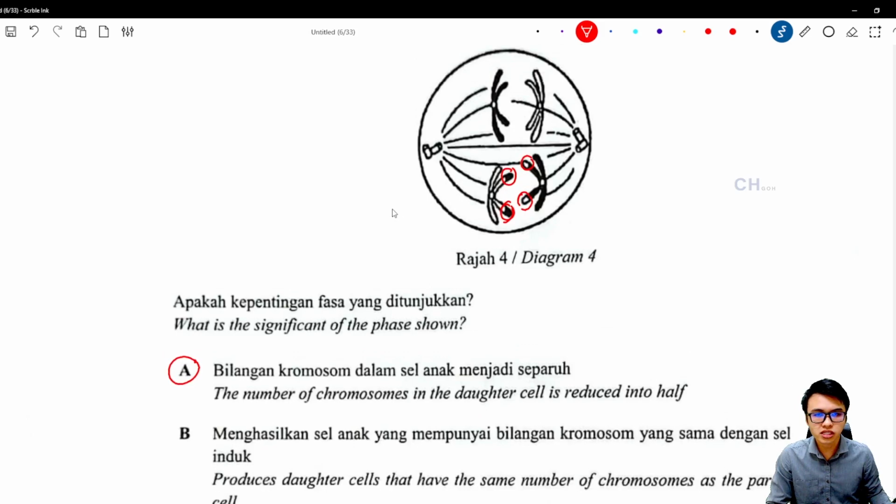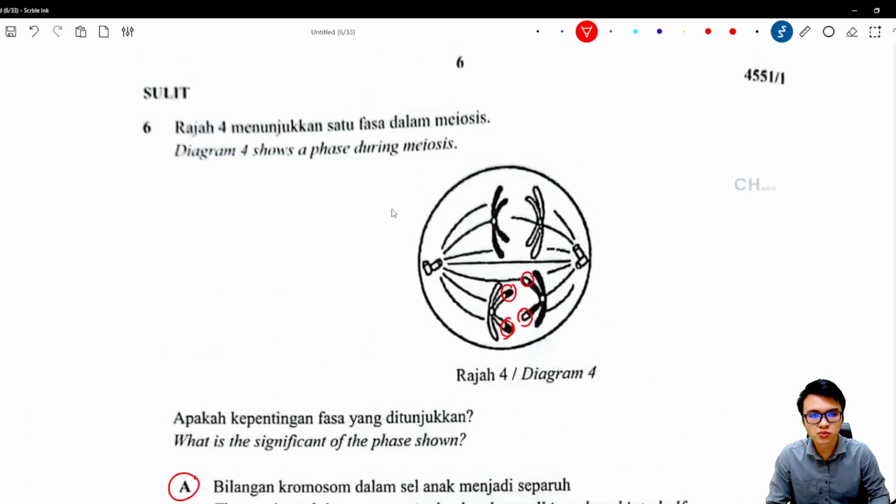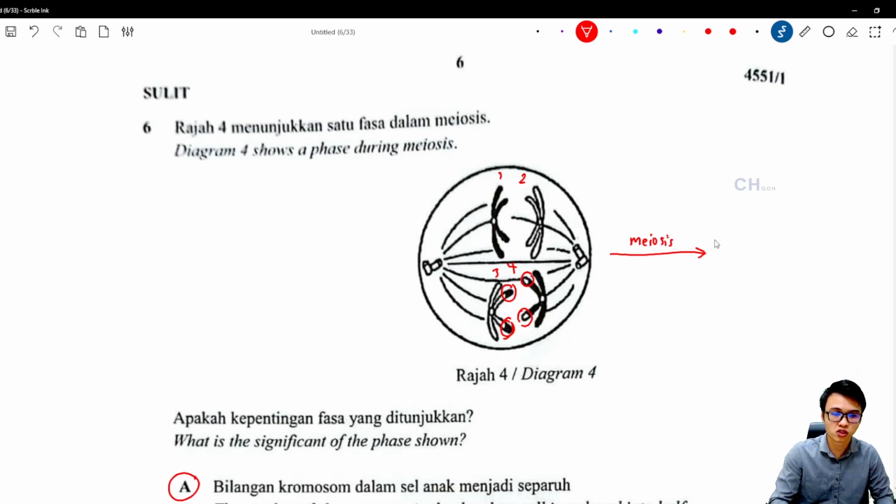Okay, now let's check this out. We have how many chromosomes here? Initially, we have 1, 2, 3, and 4. But after meiosis, the chromosome number is going to be divided into half. So it means that the number of chromosomes in the daughter cell should be 2. So 4 divided by 2 equals 2.